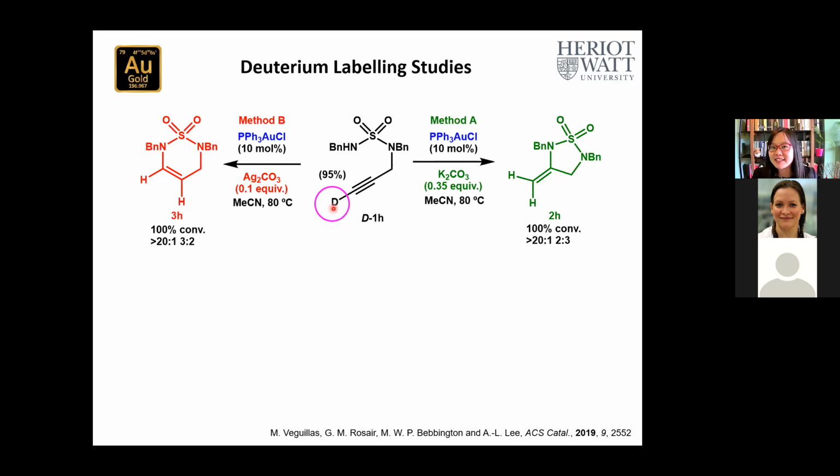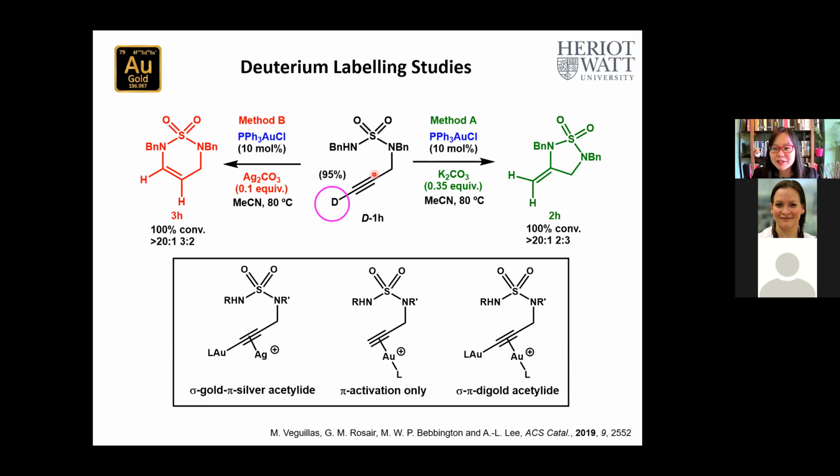And when we subjected these to the conditions, on the right-hand side, going to the 5-exo-dig using potassium carbonate. Remember, we suggested this came from the digold acetylide, and if it does, the deuterium should not be in the product because it goes via this intermediate, and that's exactly what we see.